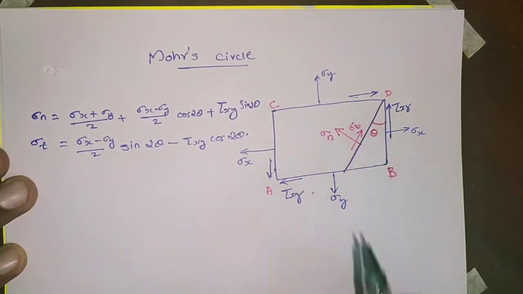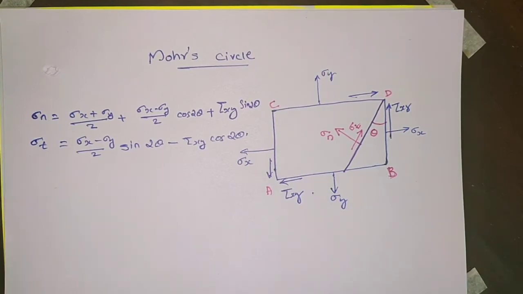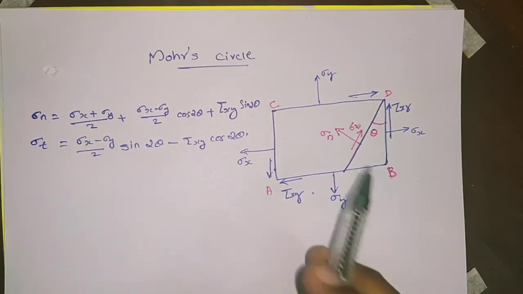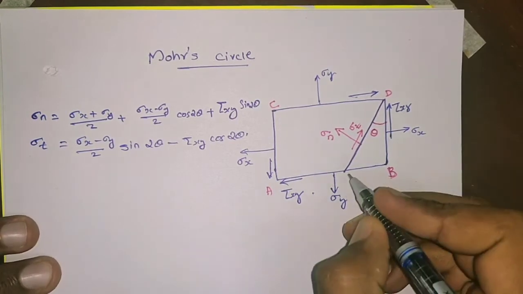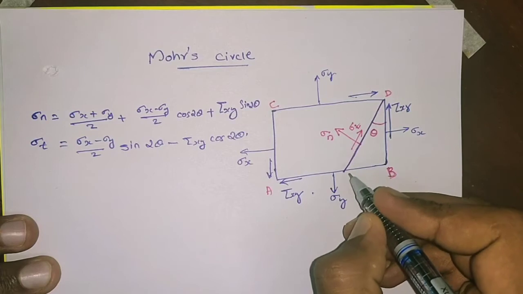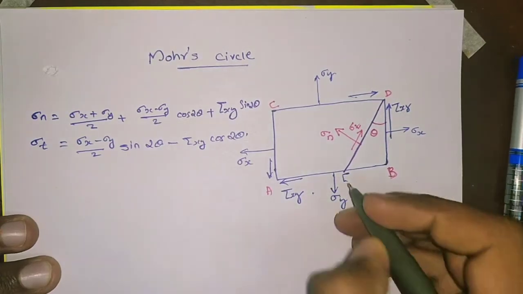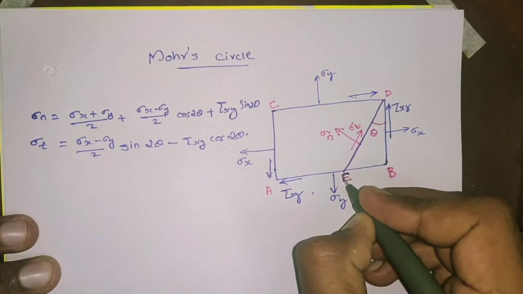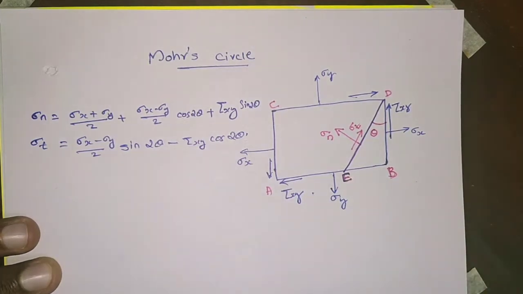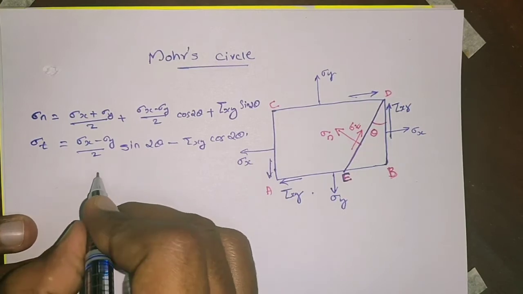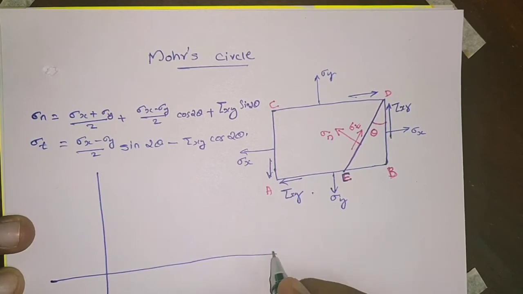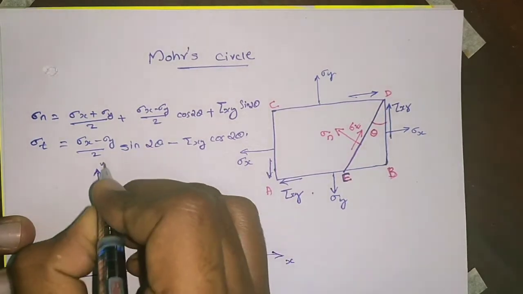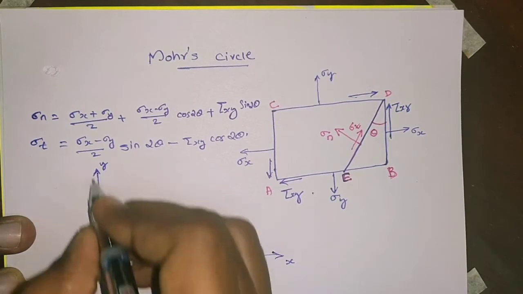And in the graphical method, that is the Mohr's Circle method, instead of using these formulas, we can calculate sigma n and sigma t. This plane we name as the EF plane. So in the graphical method we have two axes, x-axis and y-axis, and this is the positive x dash and this is the positive y dash.